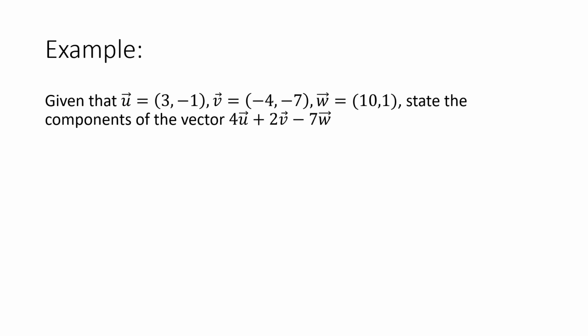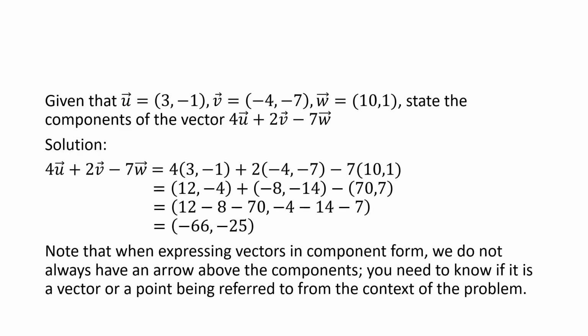And we want to know what are the components of the vector 4u plus 2v minus 7w. Well, this is actually fairly easy algebraically once you're used to how to do it. 4u plus 2v minus 7w is just 4 times (3, -1), plus 2 times (-4, -7), minus 7 times (10, 1). We're just subbing in for u, v, and w with the question.